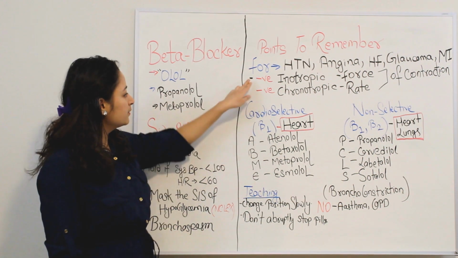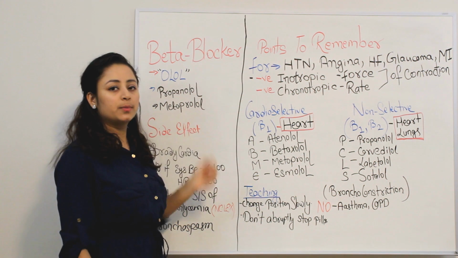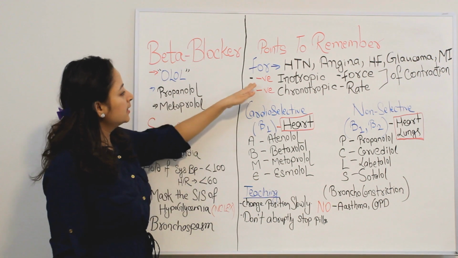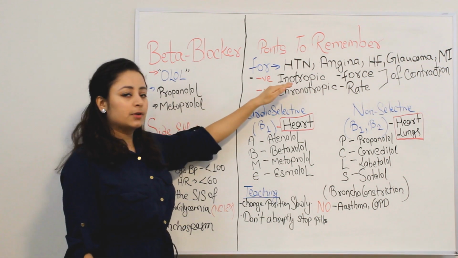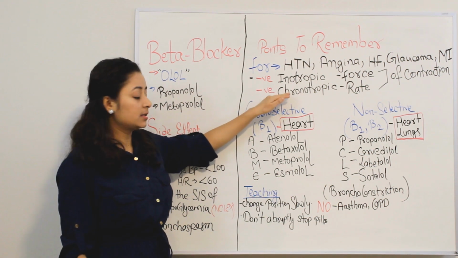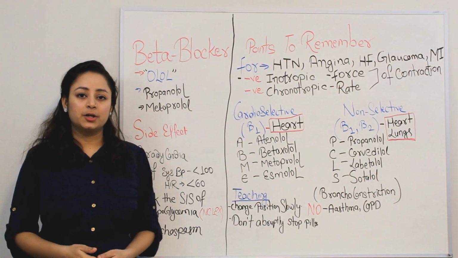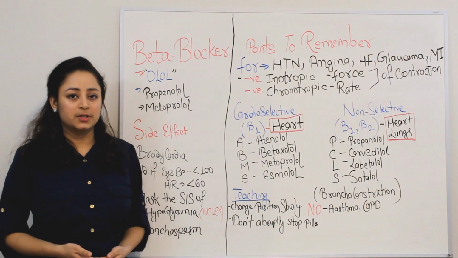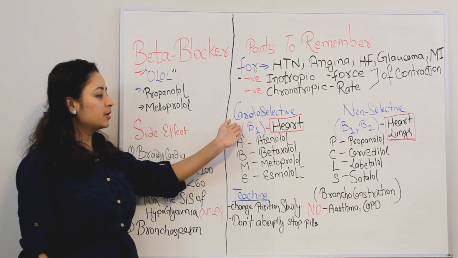And remember this for the test: beta blockers have negative inotropic and negative chronotropic properties, which means negative means down. So beta blockers decrease the force of contraction, and they also decrease the rate of contraction, or decrease the heart rate, same as digoxin. The word beta blocker means they block the beta receptor, which can be either beta 1 or beta 2. Here are two classifications of beta blockers.